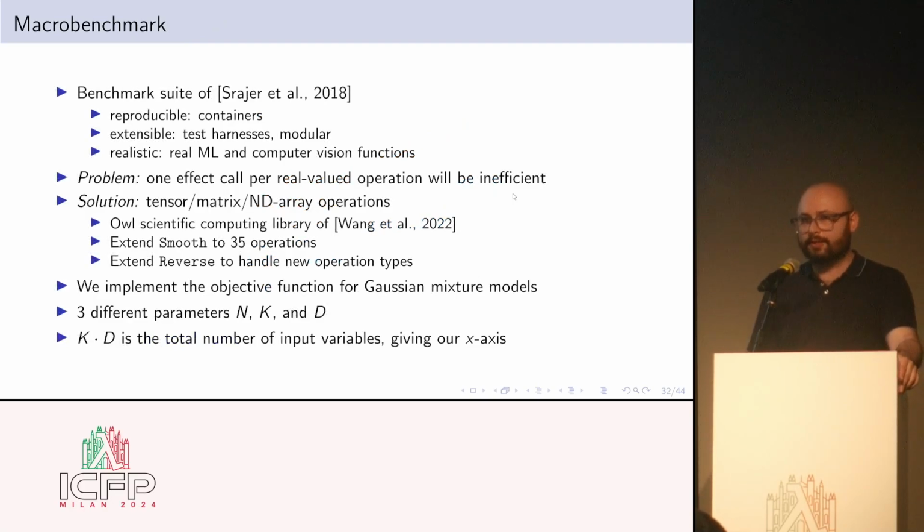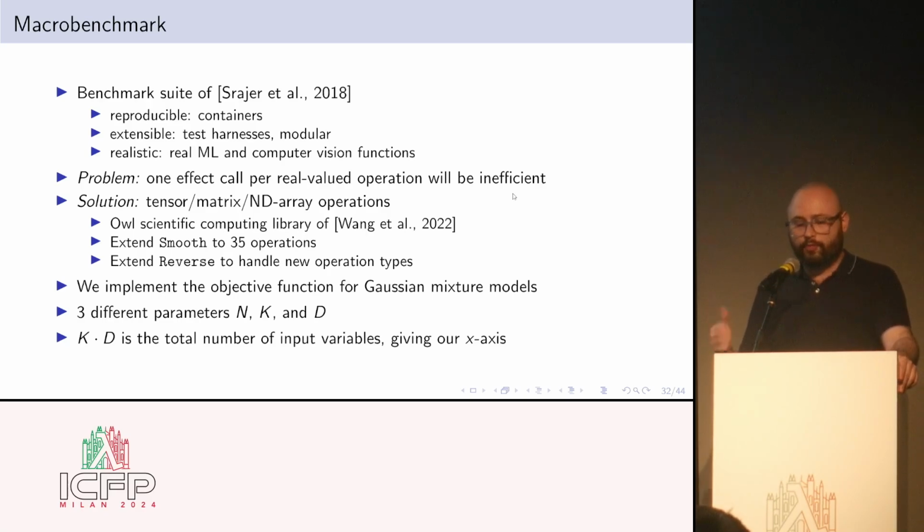So the best automatic differentiation benchmark suite that I could find is by Schreier et al. It's reproducible by using Docker containers. It's extensible. There's a nice test harness. And it's also realistic. So they choose 4 different tests based on real machine learning and computer vision functions.